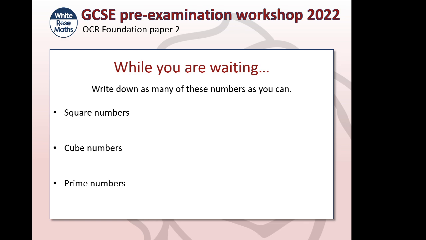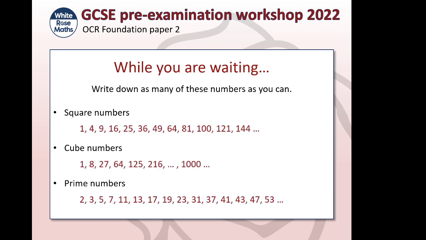So your square numbers, your cube numbers, and your prime numbers. Here they are, guys. Square numbers are made by multiplying a number by itself. So 1 times 1 is 1, 2 times 2 is 4.